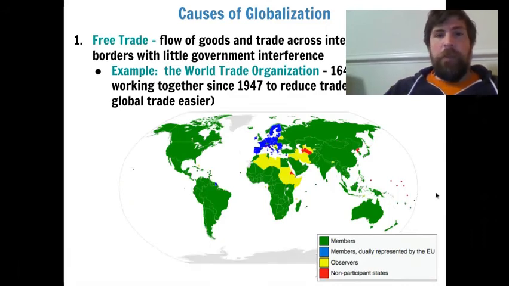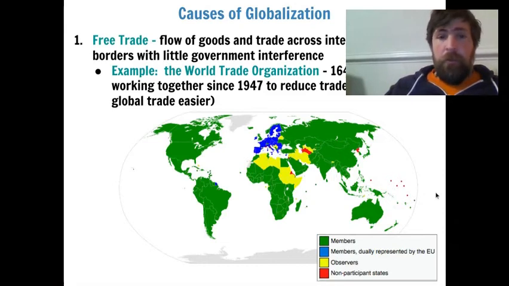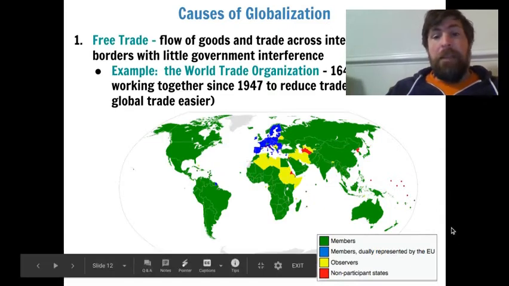All of this is possible because of free trade. This is a major cause of globalization, free trade, which allows goods to move from one country to another. The WTO, the World Trade Organization, is made up of 164 countries working together since after 1947, the end of World War II, to reduce trade barriers, so it's easier for countries to buy and sell things to each other.